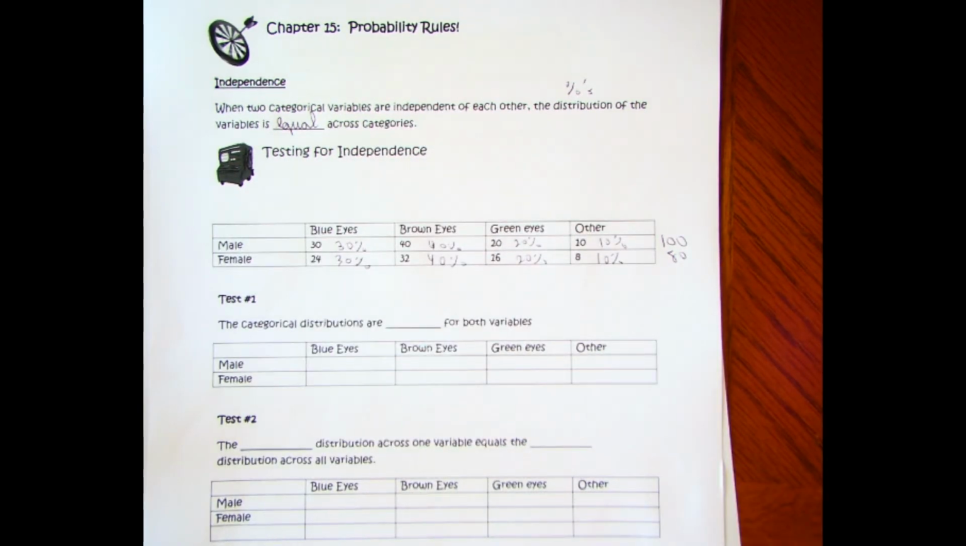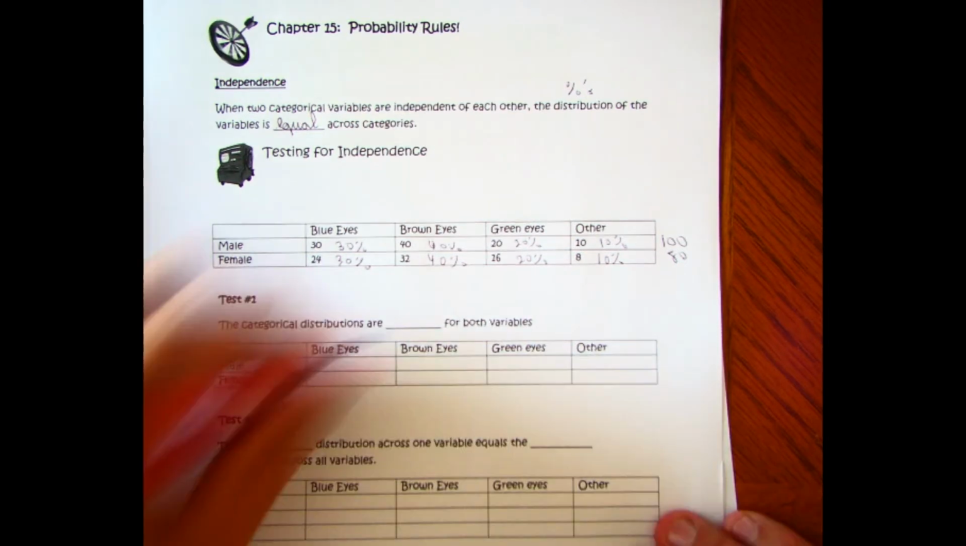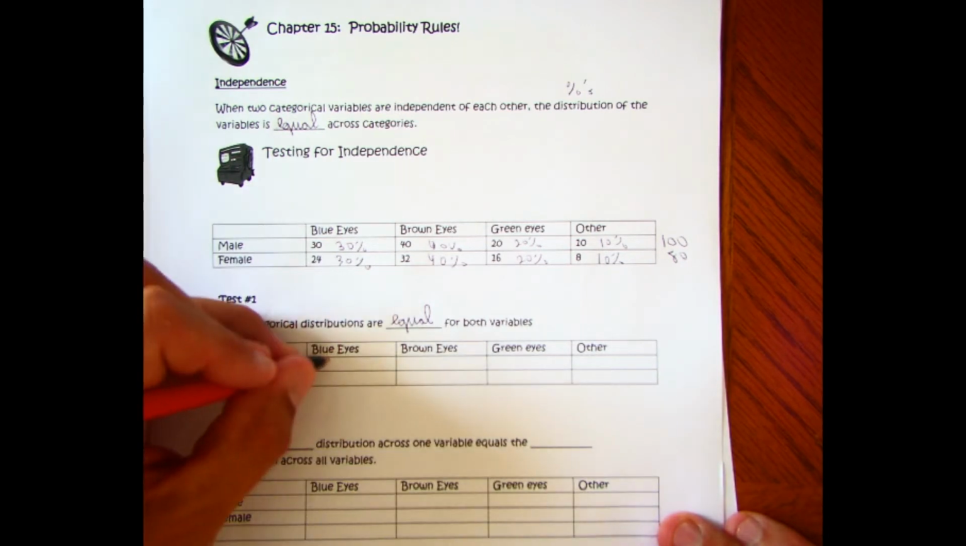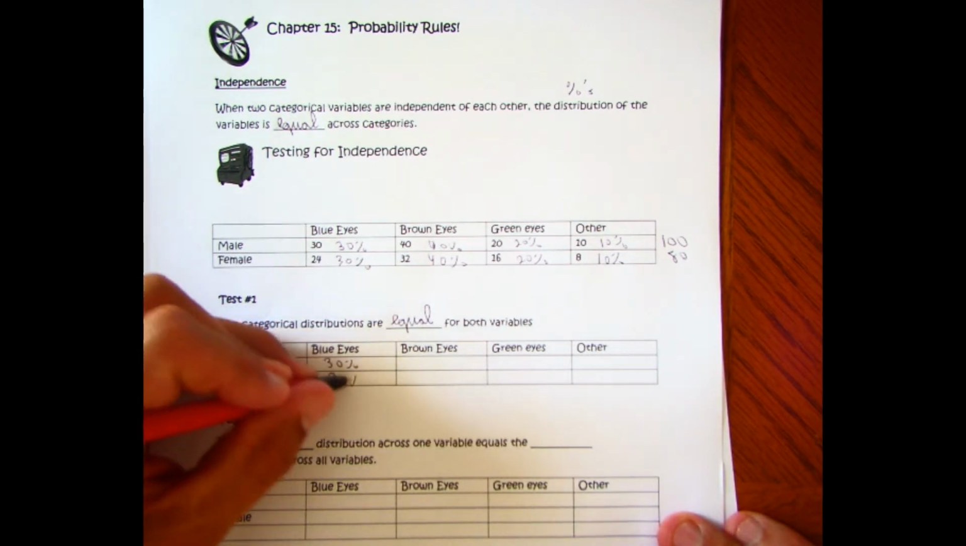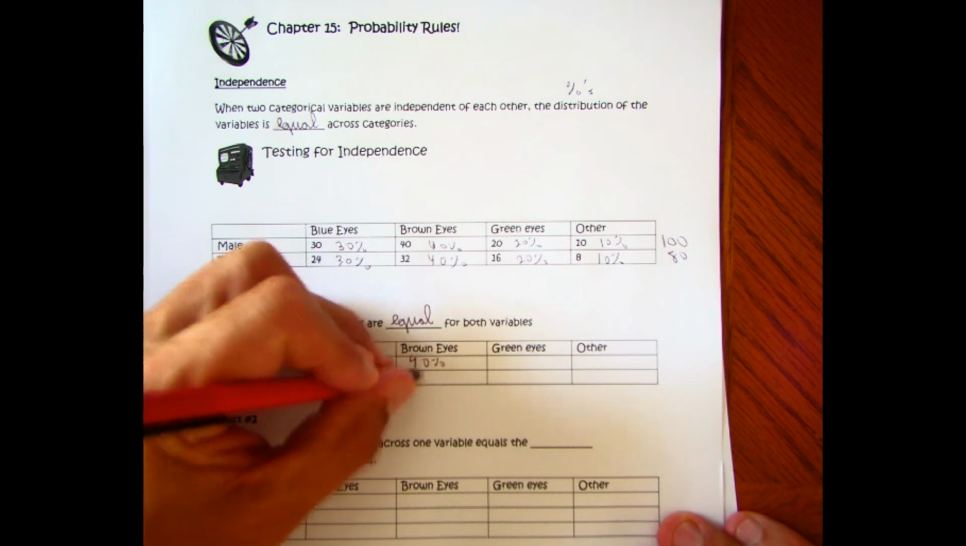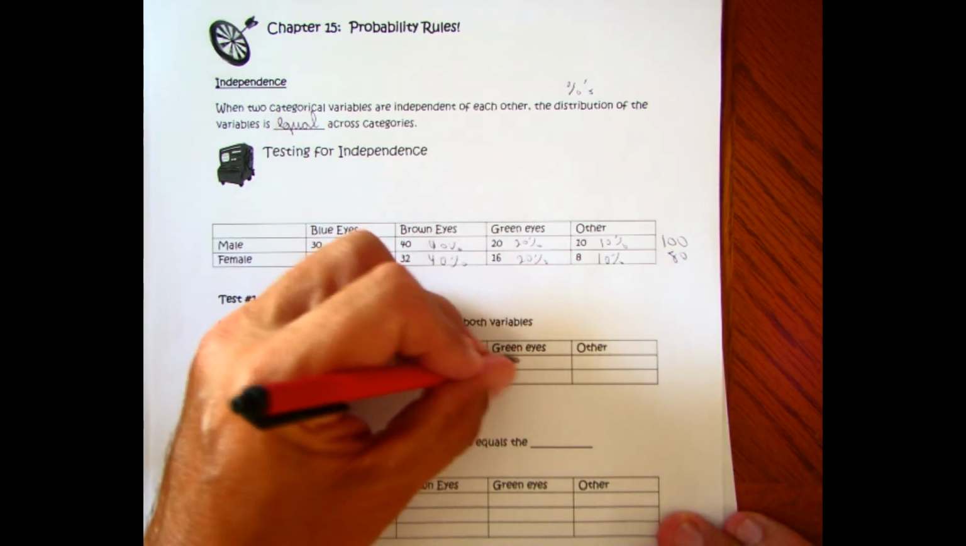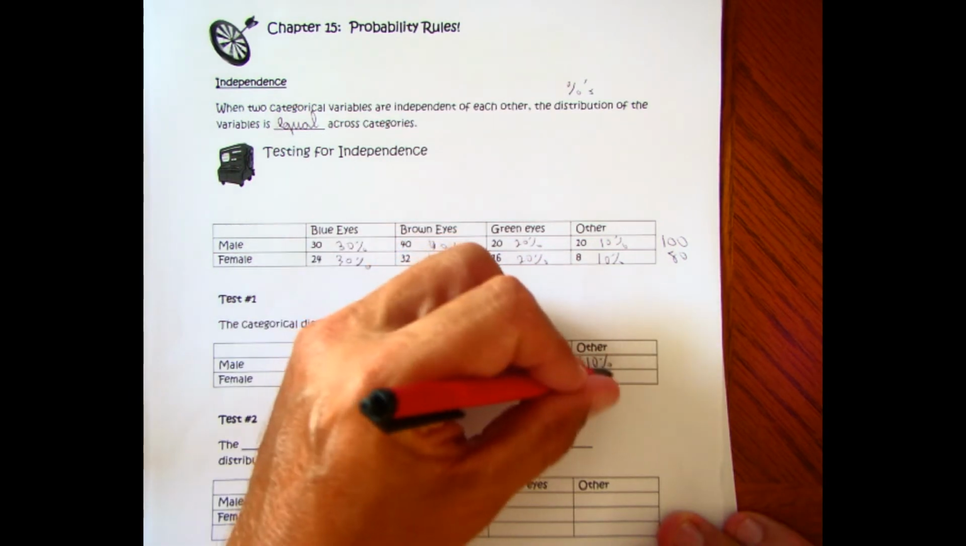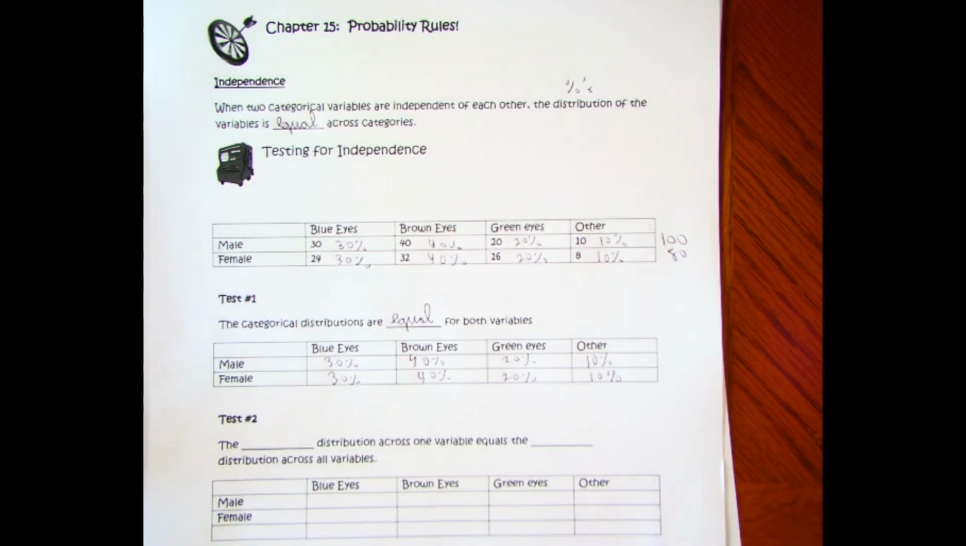Okay. So test number 1 is the categorical distributions are equal for both variables. So we looked at that. We said, oh, these are both 30%. These are both 40%. These are both 20%. And these are both 10%. Okay, so if the categorical distributions are equal, like we looked back in chapter 3 when we drew segmented bar charts, then we would say that eye color is independent of gender. Okay?